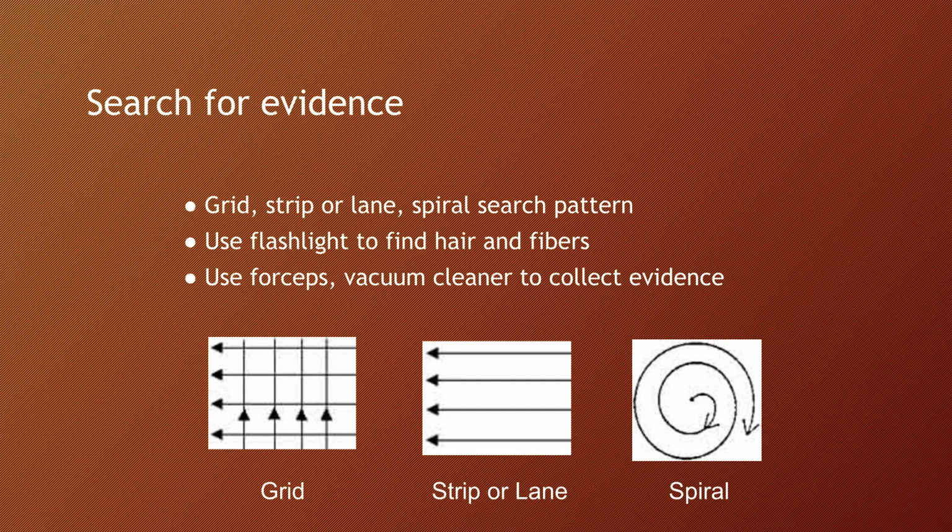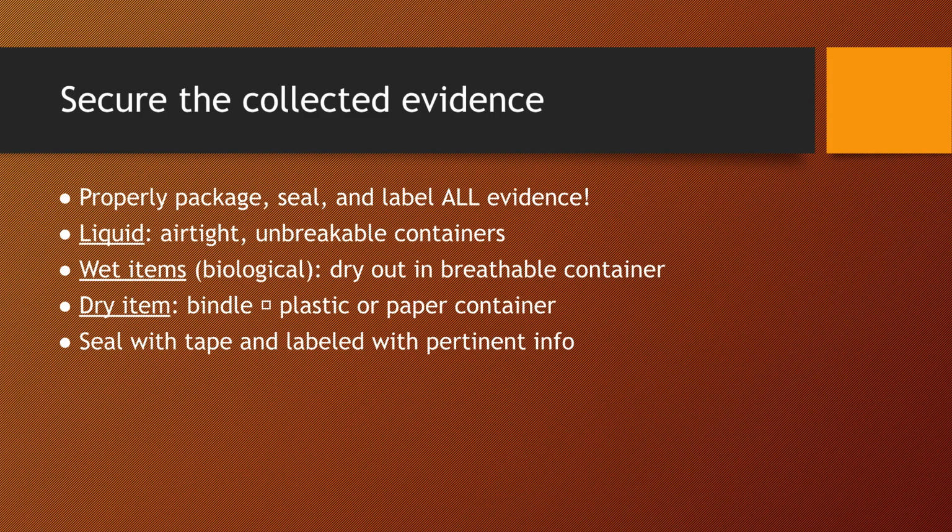The 6th S is to search for evidence. Utilize search patterns like grid, strip, or lane, or spiral patterns. Use a flashlight to locate small evidence like hair and fibers, and collect evidence using tools like forceps or a vacuum cleaner.